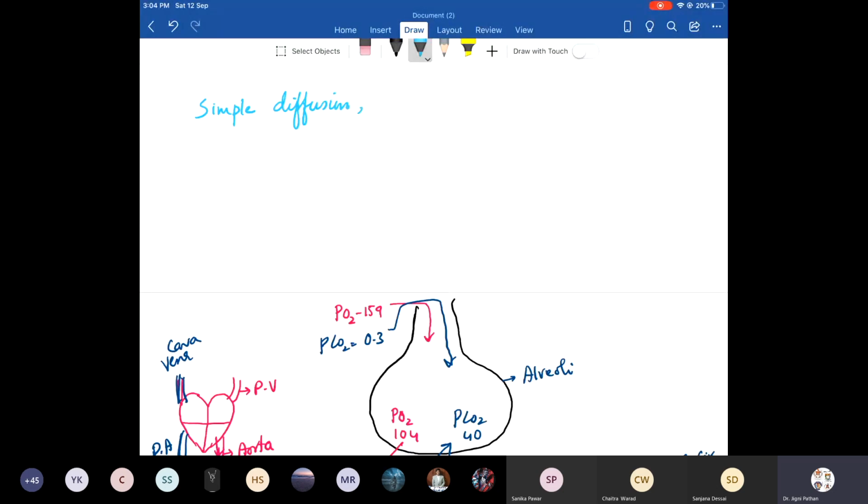How do they move? They move from high partial pressure to low partial pressure. You should know this. From high partial pressure to low partial pressure. The gases move from high partial pressure to low partial pressure, which is an important statement.